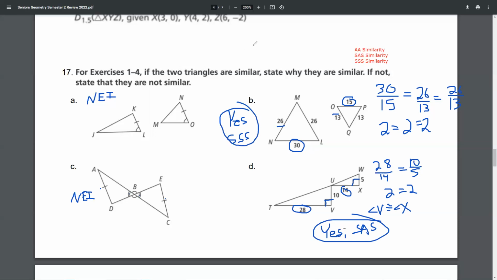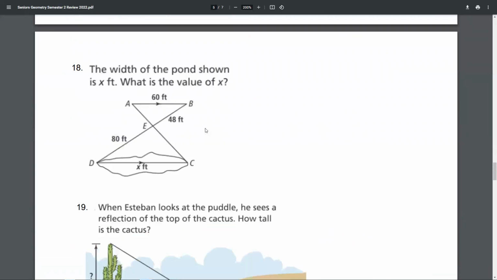Okay. Number 18. If the width of the pond shown is x feet, what is the value of x? So on this one, it shows that AB is parallel to DC, which means angle D and angle B are congruent because they are alternate interior. So that tells us that the x is going to match up with 60. So we set up a proportion, x over 60 equals, and then 80 is going to match up with 48.